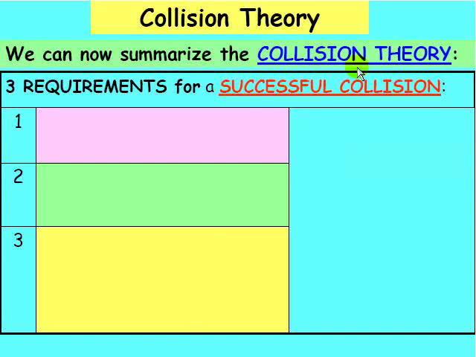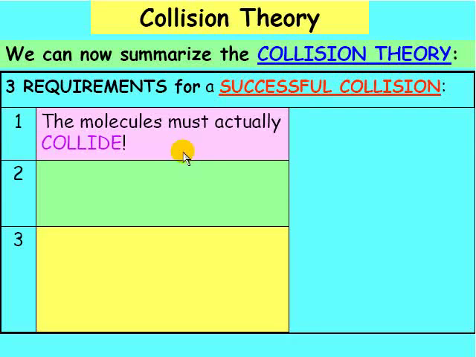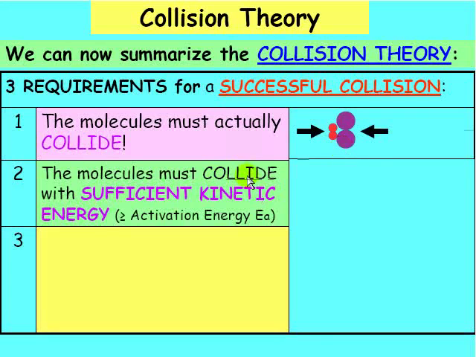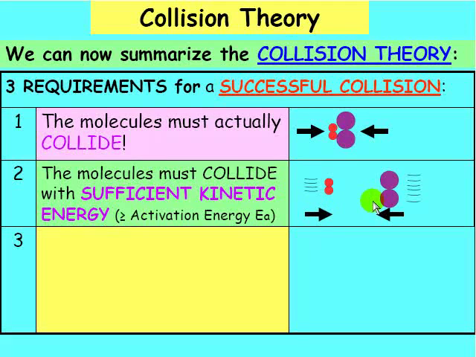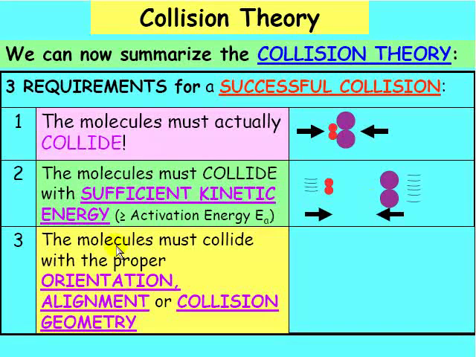So we can now summarize collision theory. The three requirements for a successful collision. The first one is the molecules must actually collide. They can't miss. The second one is they must collide with sufficient kinetic energy, greater than or equal to the activation energy. And the third requirement, they must collide with the proper orientation, alignment, or collision geometry.